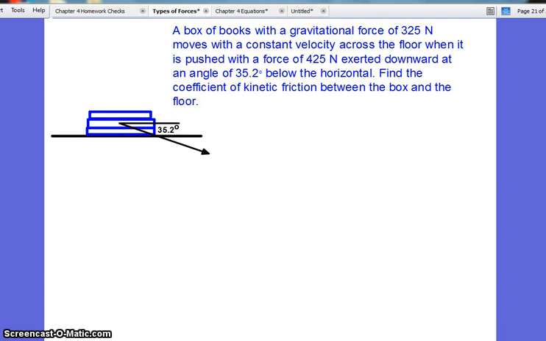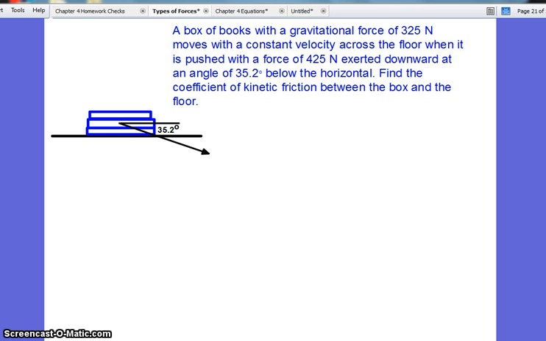In this problem, we have a box of books with a gravitational force of 325 newtons that moves at a constant velocity across the floor when it is pushed with a force of 425 newtons exerted downward at an angle of 35.2 degrees below the horizontal. We're supposed to find the coefficient of kinetic friction between the box and the floor.